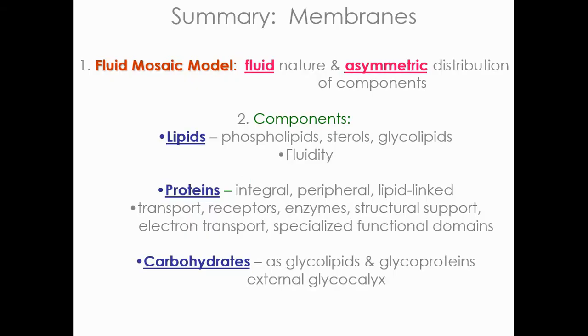So, as a summary, a fluid mosaic model has a fluid nature and asymmetric distribution of components. Okay? Remember, it has asymmetric distribution of components. So, ang components niya, we have lipids, proteins, and carbohydrates. So, ang lipids, mostly, they are the phospholipids, sterols, o glycolipids. Di ba? Mao na ang present sa lipid component na nasa cell membrane, and they affect the fluidity of the cell membrane.